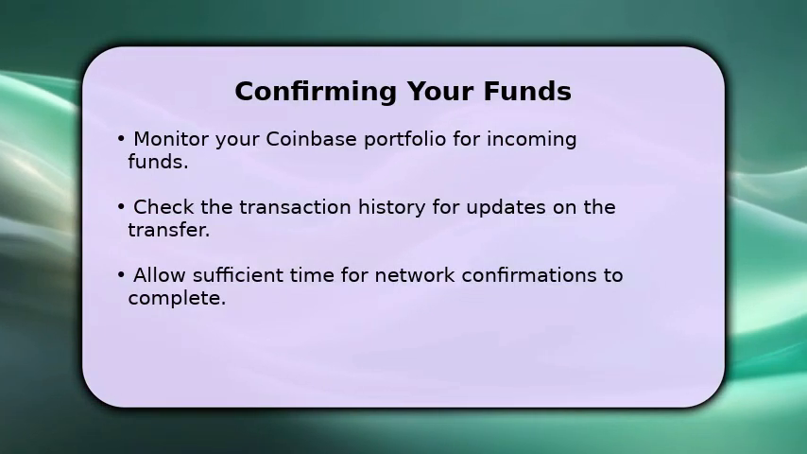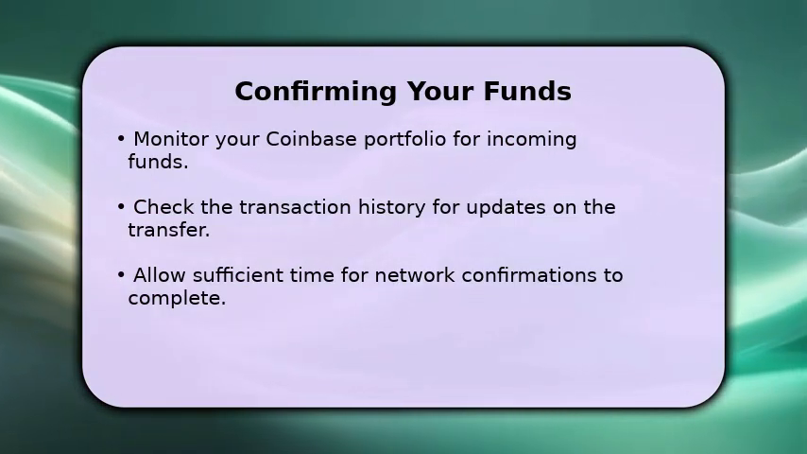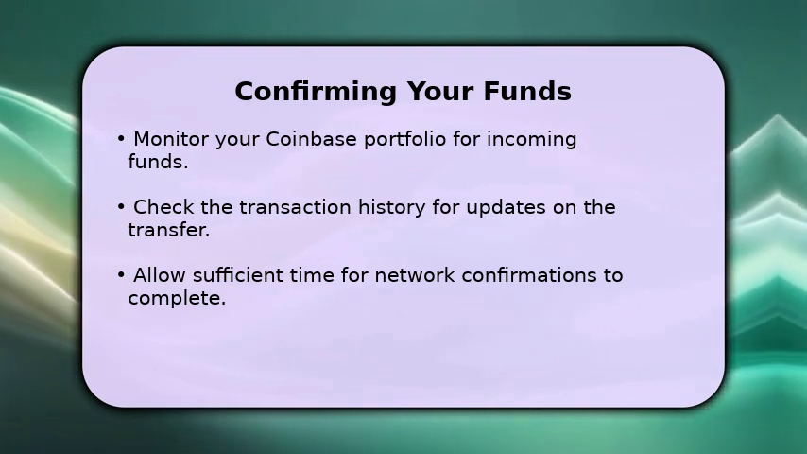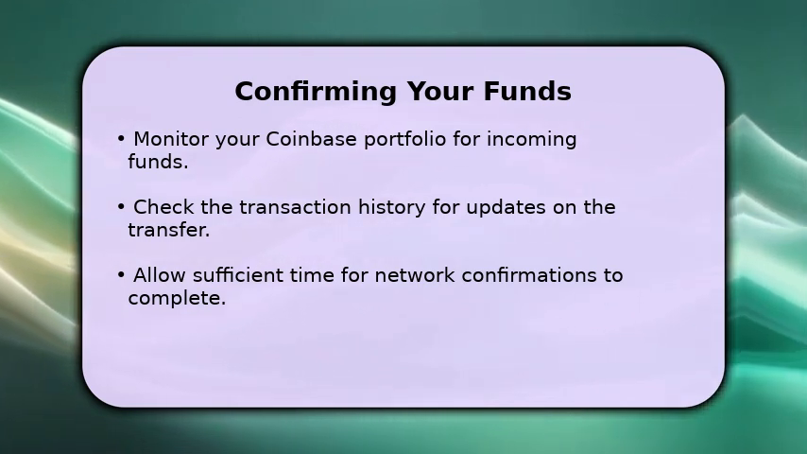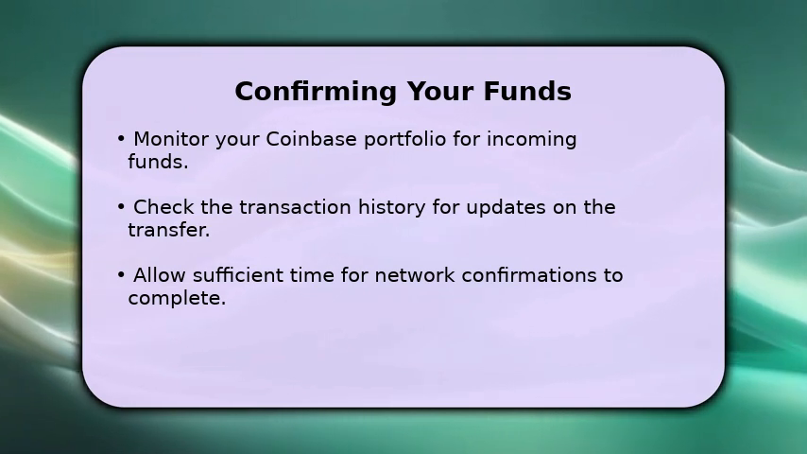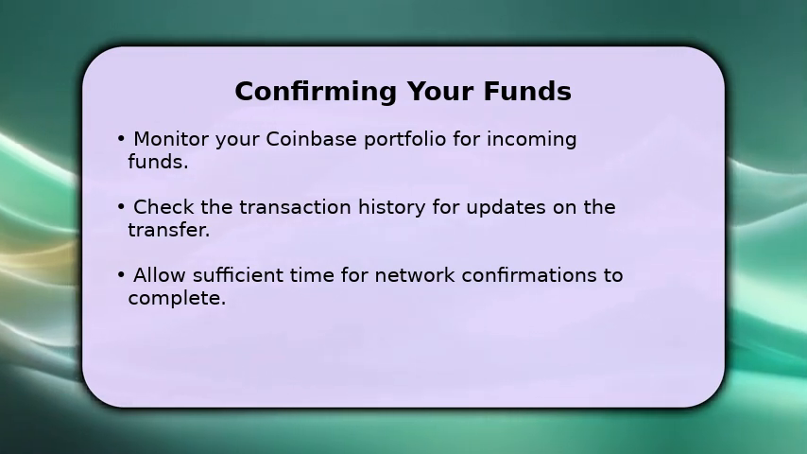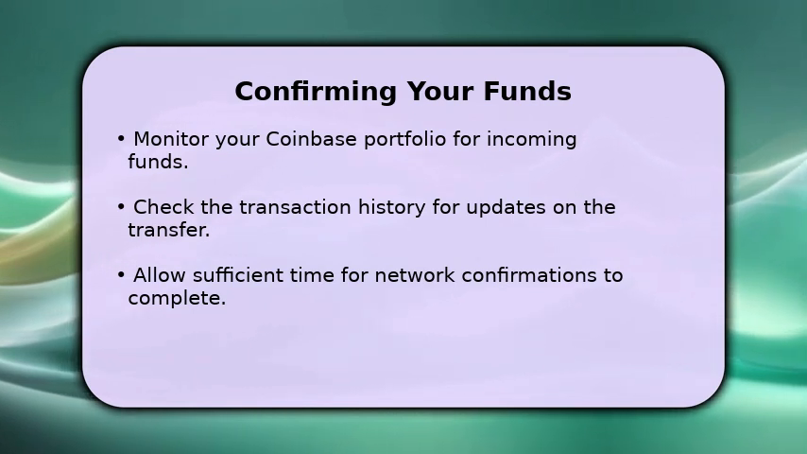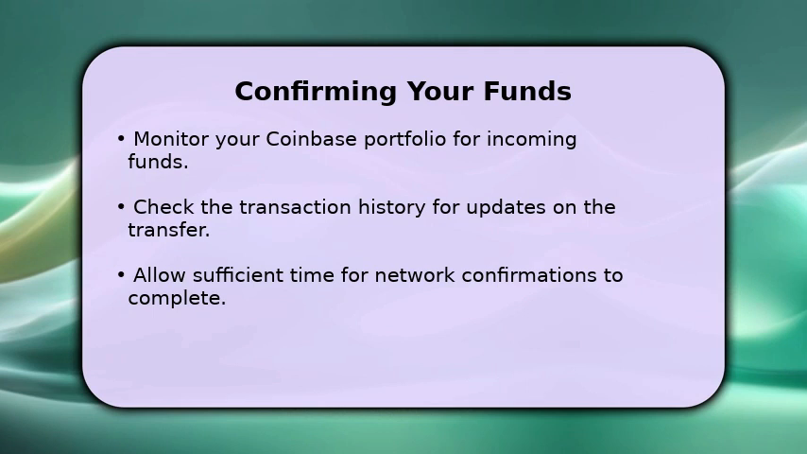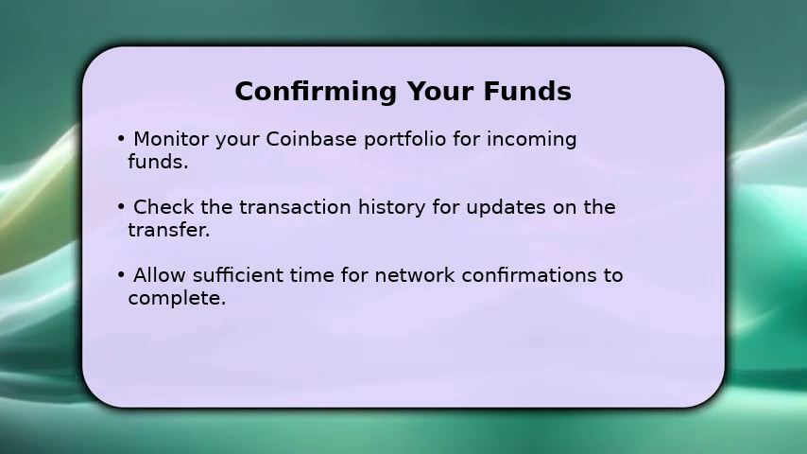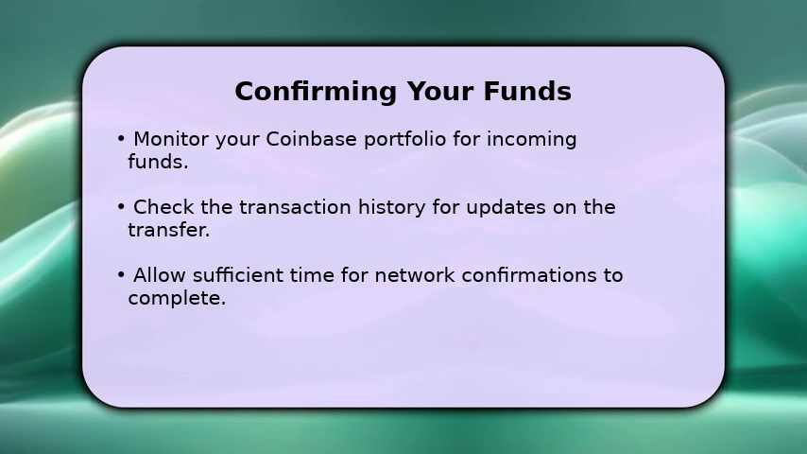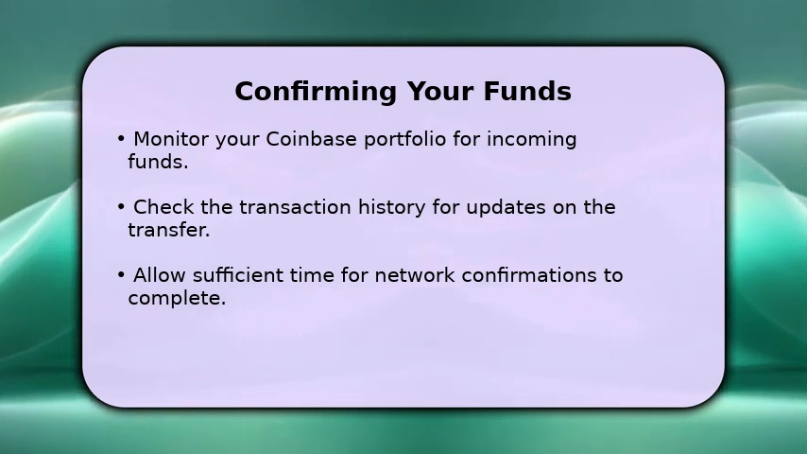After the sender initiates the transfer, you can monitor your Coinbase portfolio. The incoming funds will typically appear as a pending transaction in your account history. It takes time for the transaction to be confirmed by the cryptocurrency network, usually requiring several confirmations. Once confirmed, the funds will be fully available in your wallet. If funds do not appear after a reasonable waiting period, typically 24 hours, contact Coinbase support for assistance.